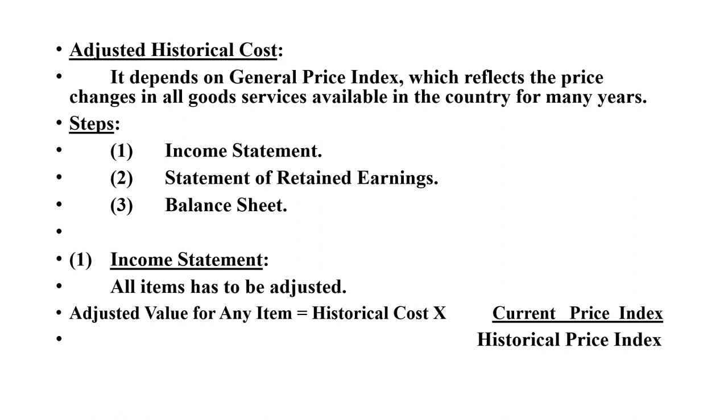Steps. First, we have to calculate the adjusted historical cost for the income statement. Second step, the adjusted historical cost for the statement of retained earnings. Third step, the adjusted historical cost for the balance sheet. We start with the income statement. In the income statement, all items have to be adjusted. Adjusted value for any item equals historical cost times current price index over historical price index.